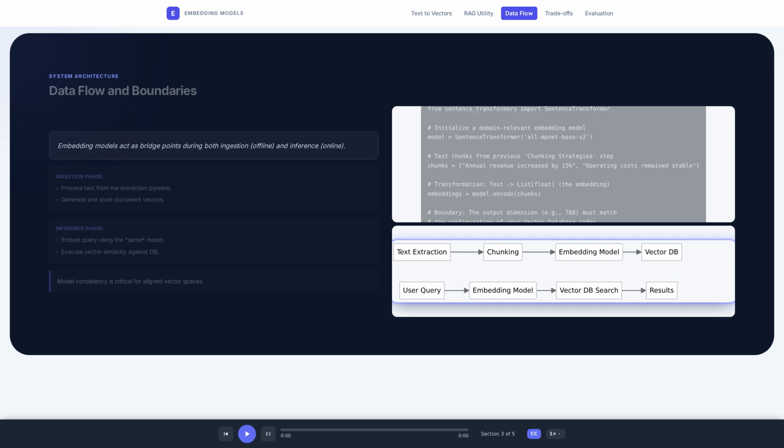You extract and chunk text, send it to the embedding model for offline processing into a vector database. Then, when a user query comes in, it goes through that same embedding model. The resulting query vector is used to search the vector database, and you get your relevant results back.